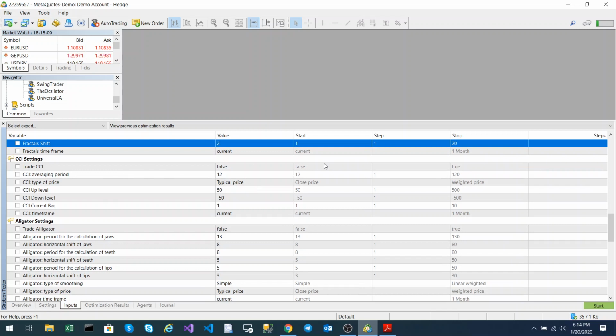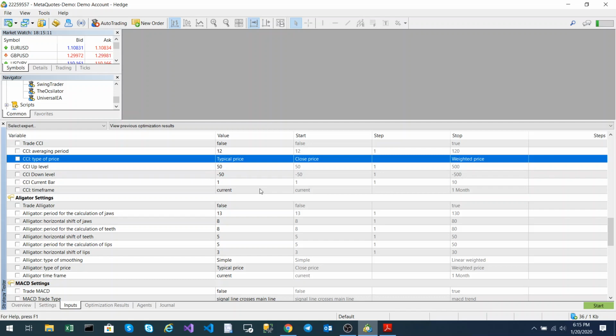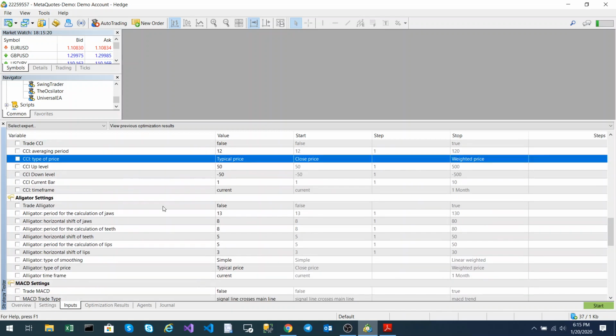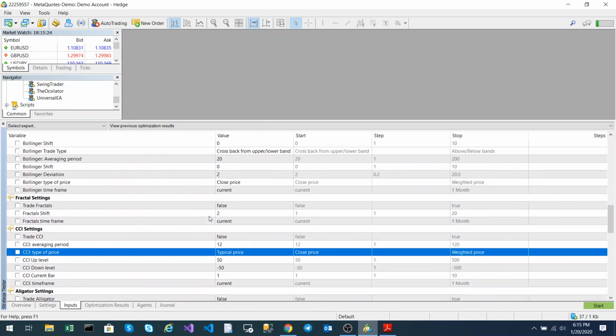CCI settings, again, pretty self-explanatory. The up level and the down level should actually be set to 100 and minus 100, but it's up to you to configure this the way you want to. Alligator settings, again, this is another trend indicator that we could use. So essentially we have two trend indicators in the moving average and the alligator.